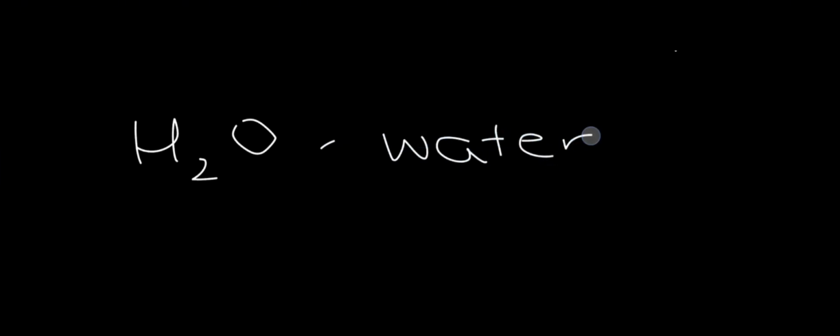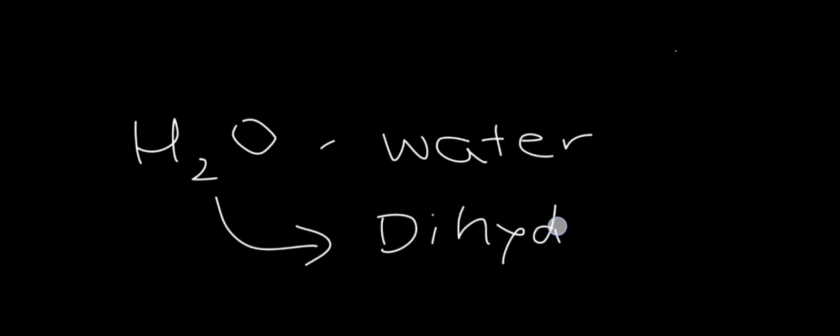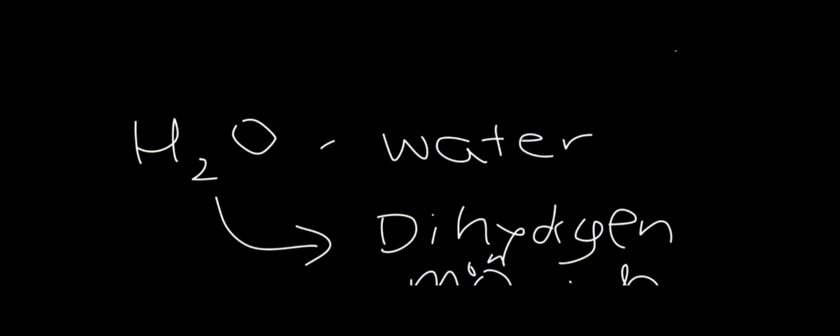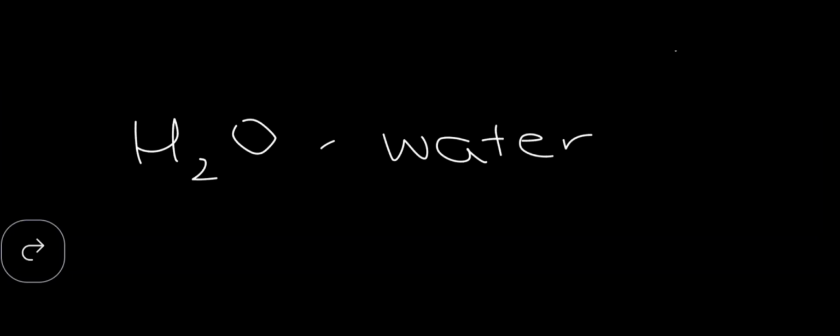Alright, let's try some covalent compounds. H2O. Oh, you might be saying, well, I know this is just water. What's this about? Well, yes, the common name is water, but the scientific name is dihydrogen monoxide. Dihydrogen monoxide. Okay, so how do we name covalent compounds?